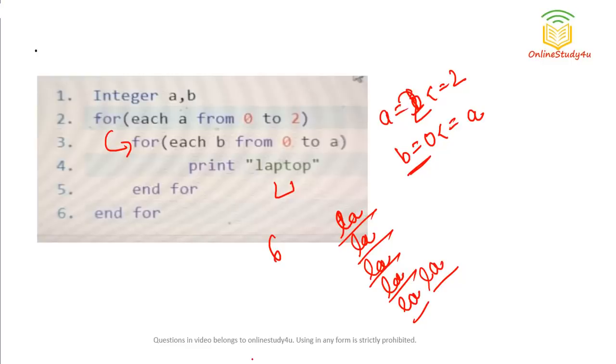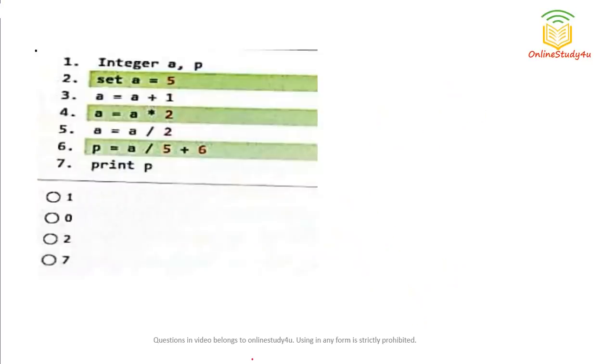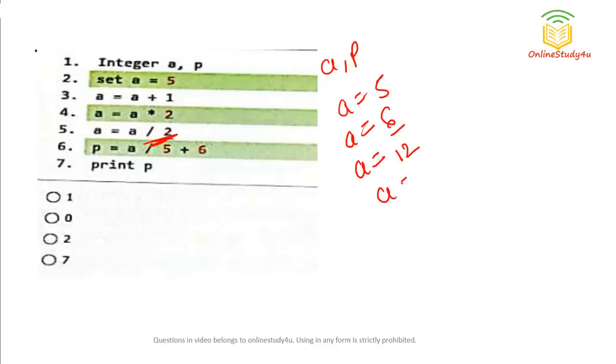So let's see our next question now. Okay, so here we have two integers, a and p. Now we set a equal to 5, and then we do a equal to a plus 1, so that is 5 plus 1, that will be 6. Next we do a equal to a into 2, so 6 into 2, that will be 12, and you can see here we are also dividing a by 2, so that will be 6 itself. Now we are doing p equal to a divided by 5 plus 6.